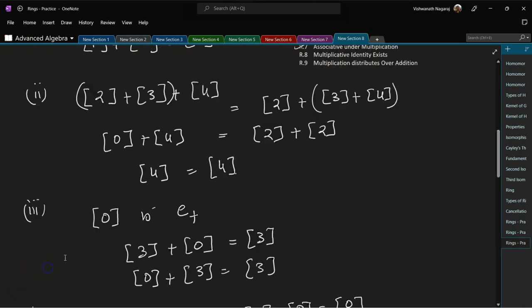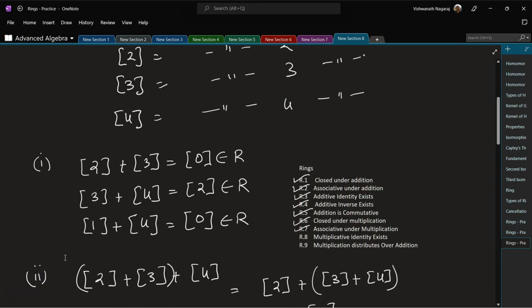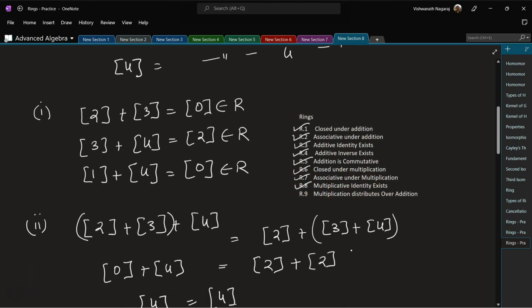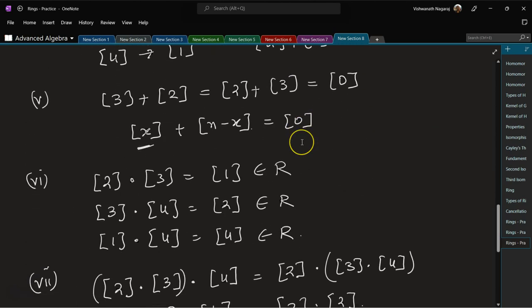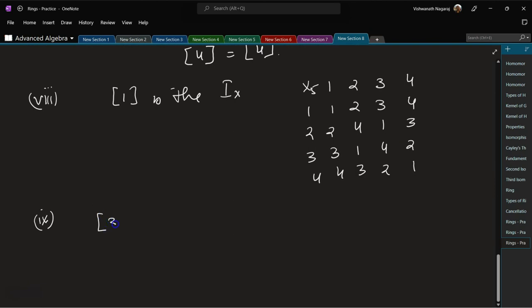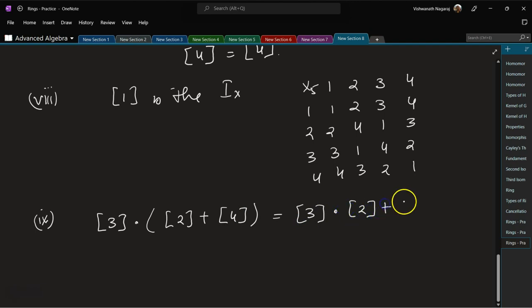And finally, we have to look at multiplicative identity exists. Yes, multiplication distributes over addition. Okay, so that is what we have to look at now. So let's take 3 times 2 plus 4 is equal to 3 times 2 plus 3 times 4.